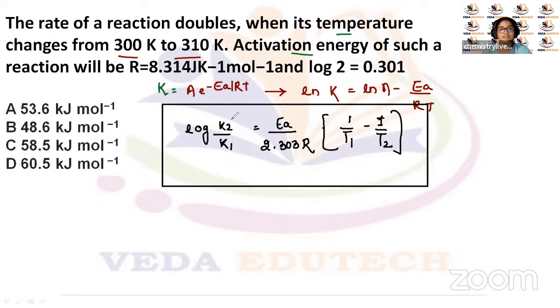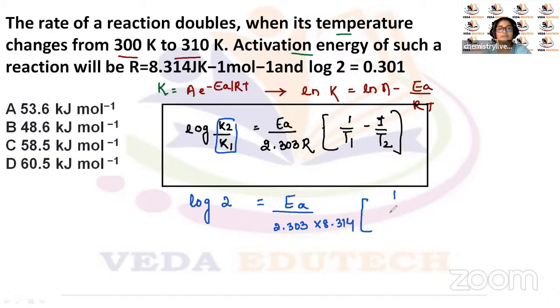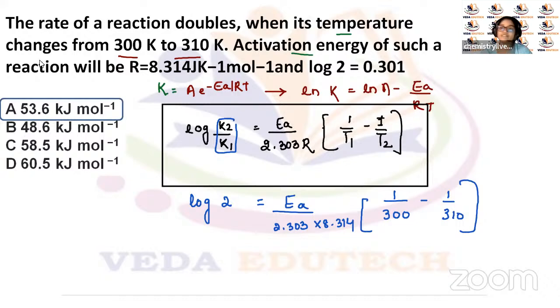Log K2 by K1, the rate of reaction doubles. So log K2 by K1 is 2. So log 2 equals EA, which we don't know and have to find out, divided by 2.303. R is given as 8.314. And here T1 is 300 and T2 is 310. If you solve this, you're going to get the answer. I'm not going to discuss the entire process here. So the answer is going to be 53.6. You can solve it and see by yourself. There's a similar question like this, I'll discuss that.